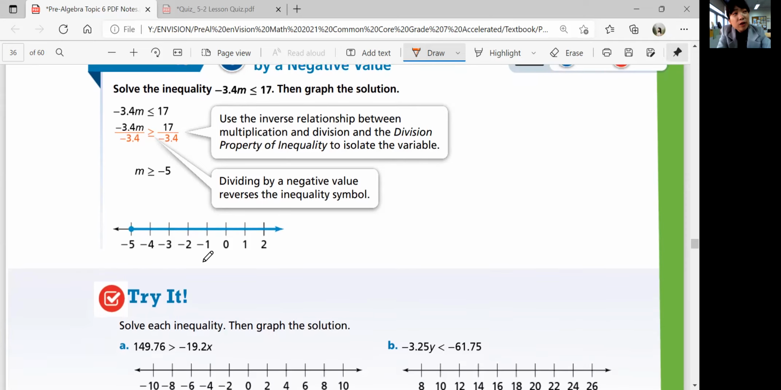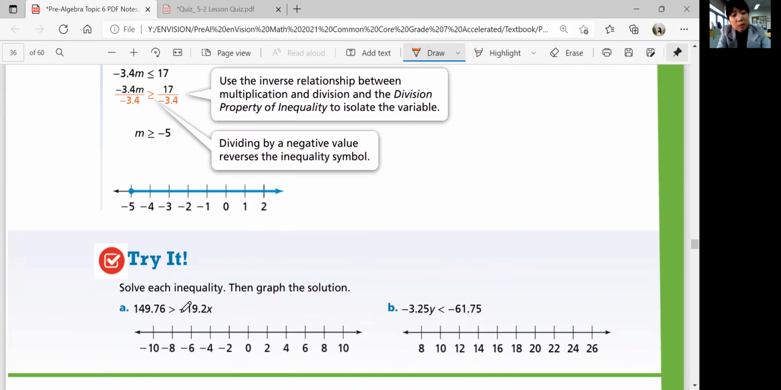Okay, see if you can try that property that you just learned. Can you use the rule that when you're multiplying and dividing by a negative number, you're going to flip the sign? Okay, you're not adding an equal sign or subtracting an equal sign. You're just using the same symbol, just flipping it backwards. So if it's less than, you flip it to greater than. If it's less than or equal to, you flip it to greater than or equal to. And same for the other way.